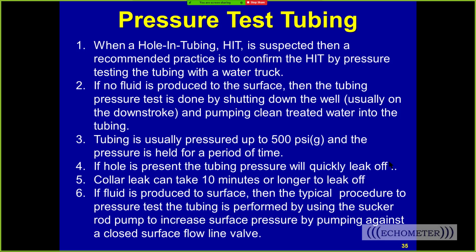You would just use your sucker rod pump to pressure it up. But if there's no fluid to surface, then you would bring a truck, and the well would be shut down, and you would pump clean, treated water in the tubing, and maybe raise the pressure up to maybe 500 psi, and you would monitor the pressure. And if there's a hole in the tubing, it will quickly leak off. And if there's a collar leak, it might leak off slowly. But if the sucker rod pump would produce fluid to the surface, then we could use the sucker rod pump to pressure up the tubing, and that's what we're going to talk about next.